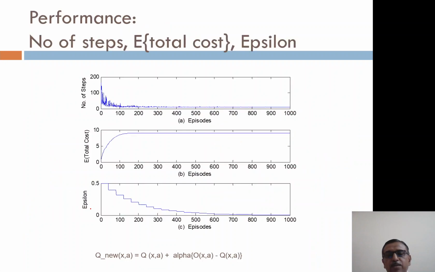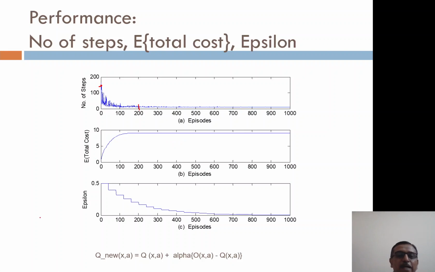Let me show you the results. X-axis is episode, y-axis is number of steps. So initially it took 150 steps. Then some episodes it was less, and slowly after 200 episodes it took say roughly 8 to 9 steps. After 700 it took 8 steps. The total cost was initially small values, so then when it reached 0.8 it remained there.